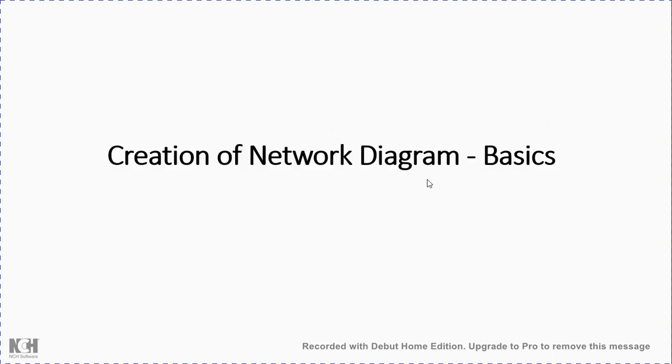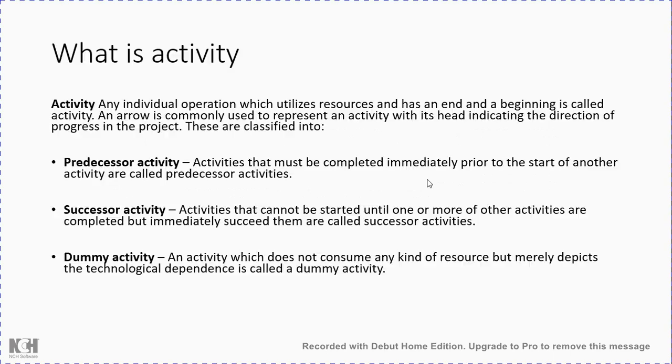Now coming to the creation of the network diagram basics. First, we have to understand what an activity is, because in the coming slides we will be talking about activities following one another. An activity is nothing but an individual operation. For example, getting back to that cooking example, switching on the burner is an activity.